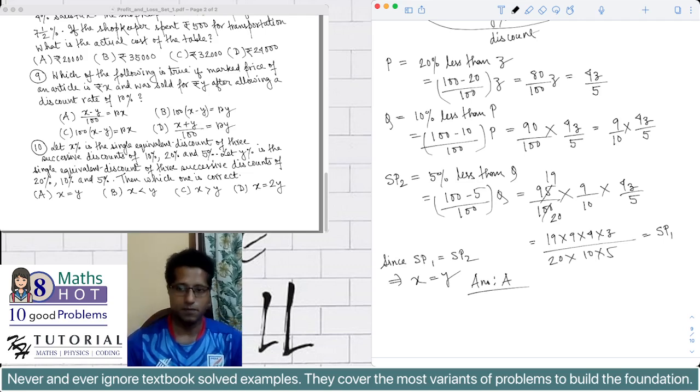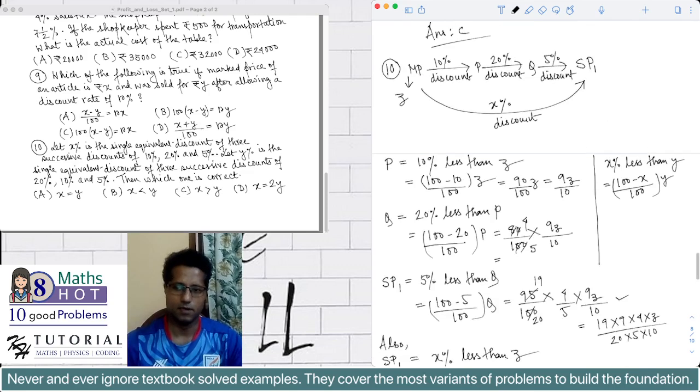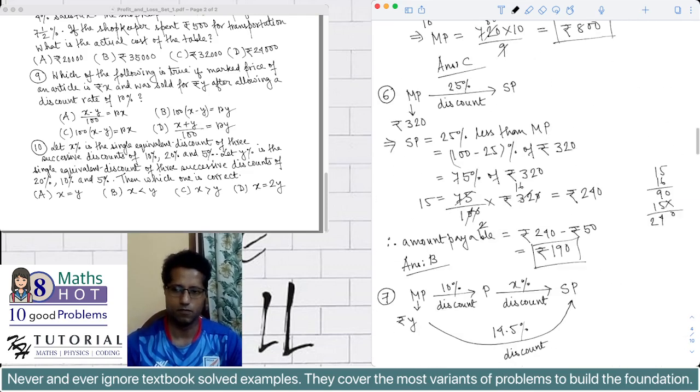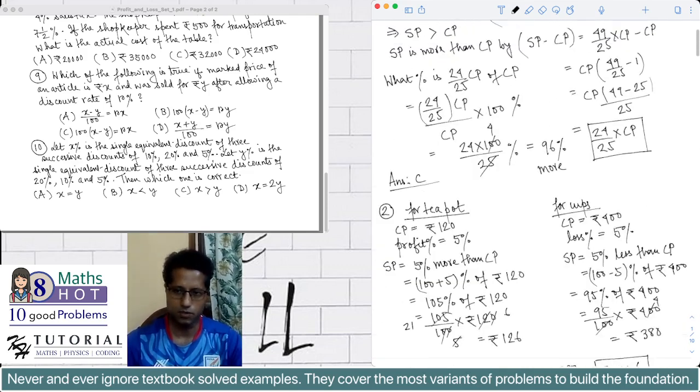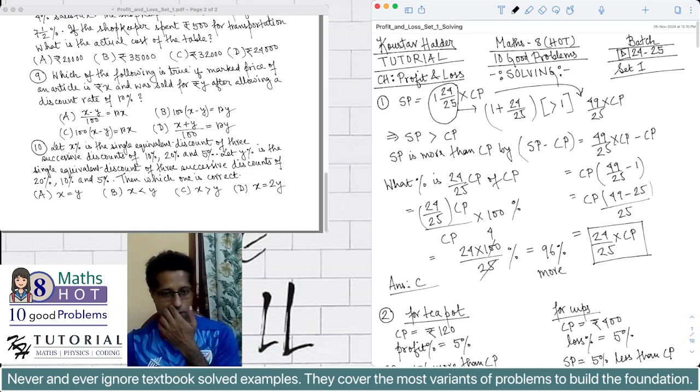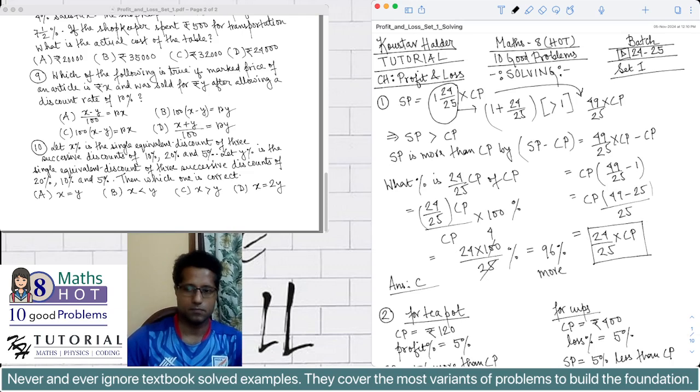Okay, so this brings to an end solving 10 good problems on the chapter of profit and loss for set 1. I will keep on preparing and solving more sets of 10 good problems on this chapter. So please keep an eye on this playlist.